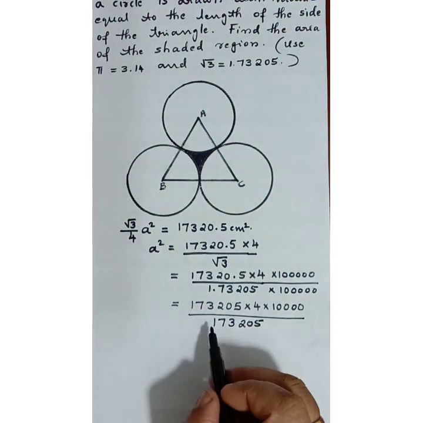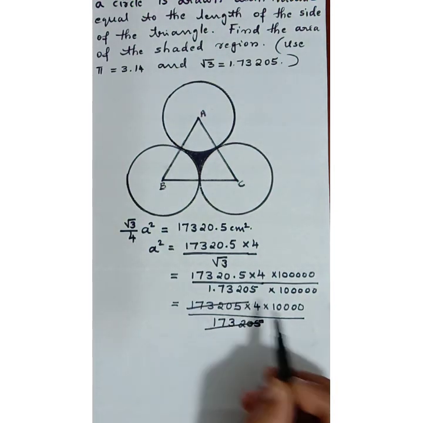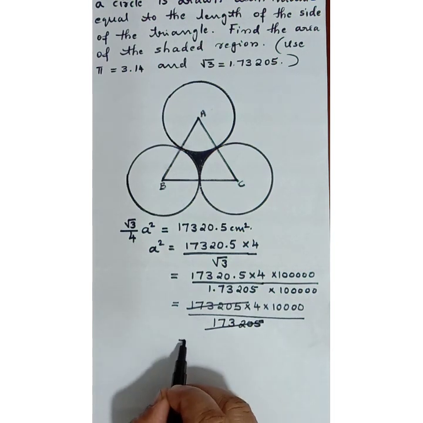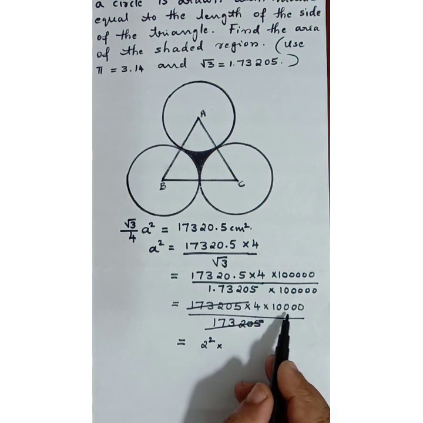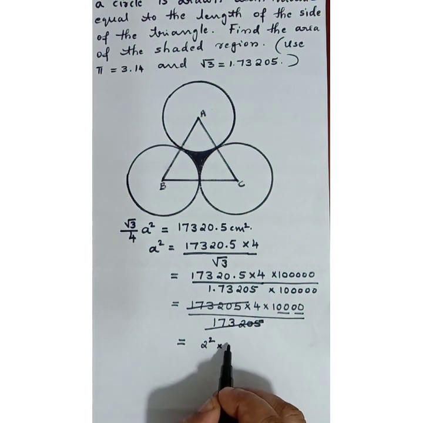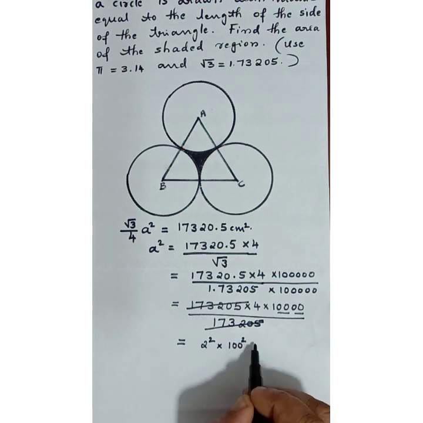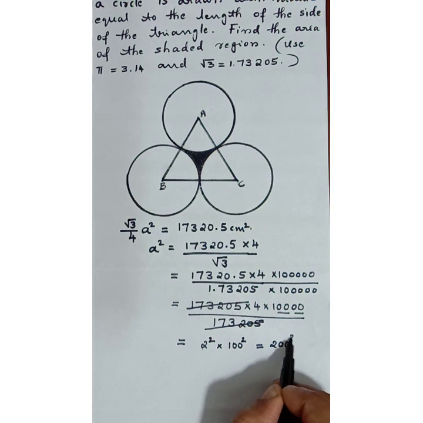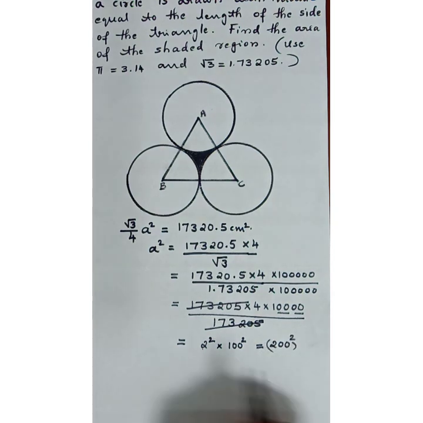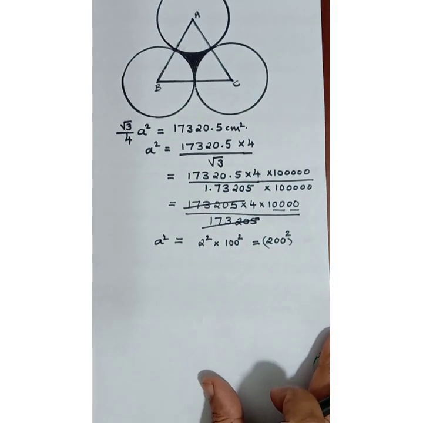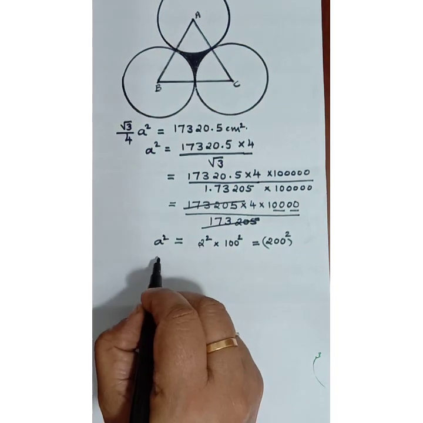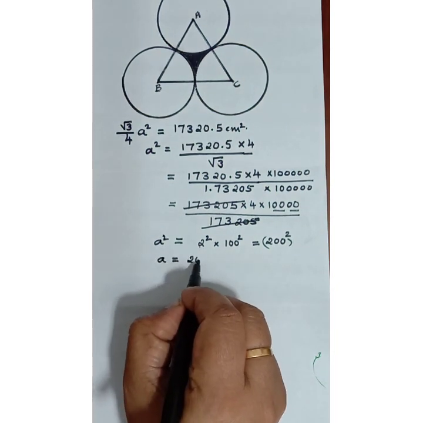73,205. Okay, so here we will be able to cancel. Now we got the same number. So here we have the number. Let us write it as 2 square. 4 is 2 square, and here we have 100 square. That is same as 2 into 100 is 200 square. So a square is equal to 200 square. Therefore, what is a? A is equal to 200.